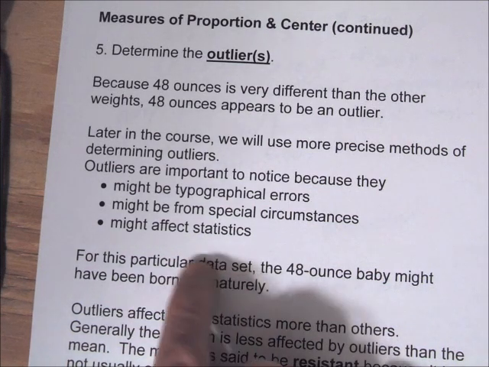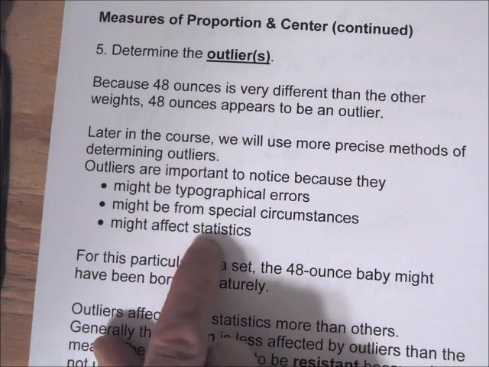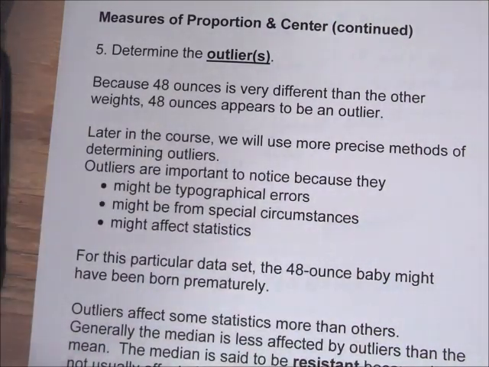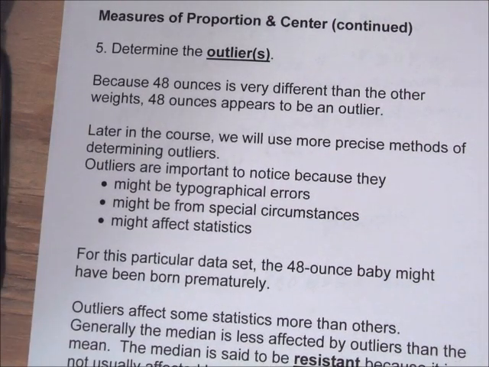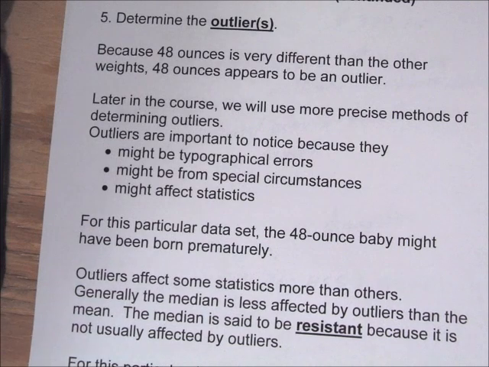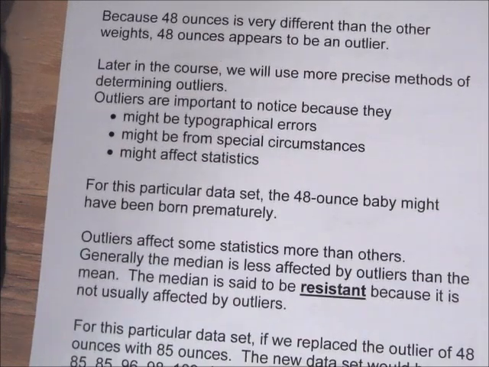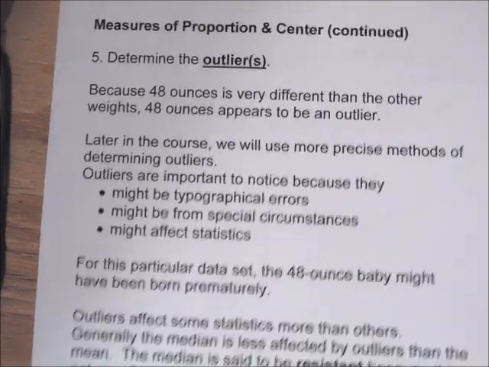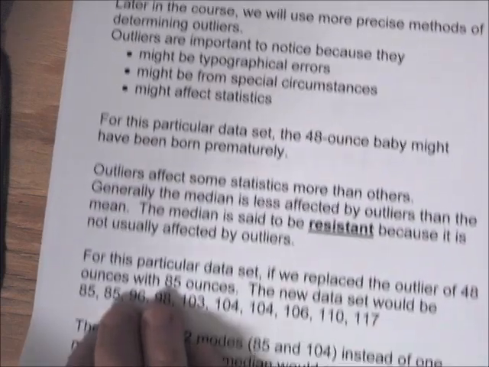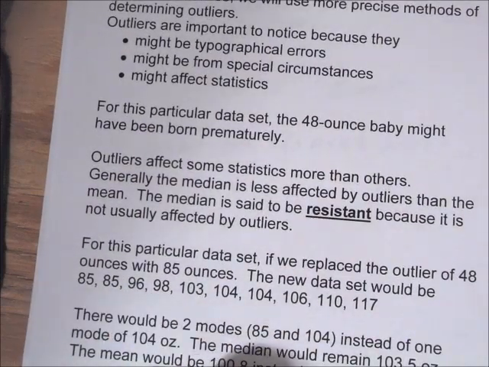It's also important to notice outliers because they might affect the statistics. The median is what's called a resistant statistic because it's usually not affected by outliers, but the other statistics are usually affected by outliers, or at least the ones that we've gone over so far.